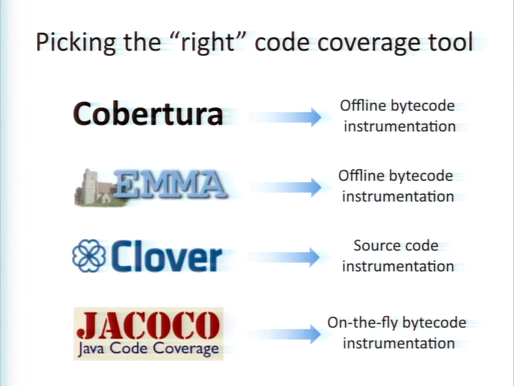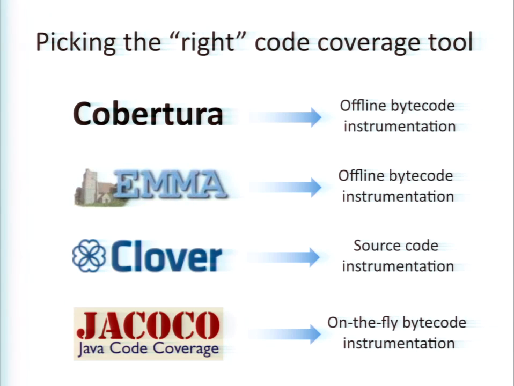Emma also does offline bytecode instrumentation. Clover takes a different route. It instruments your source code. So it goes into your source code and adds source code there before you compile it, so that it allows it to measure the calls from your test code into your production code.